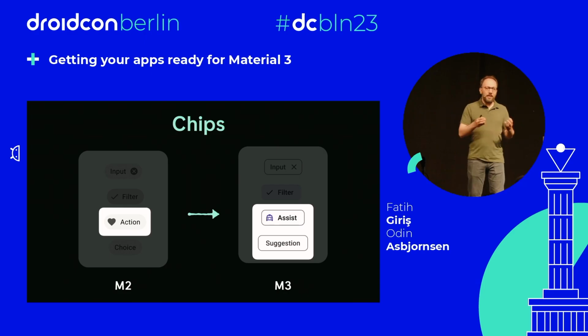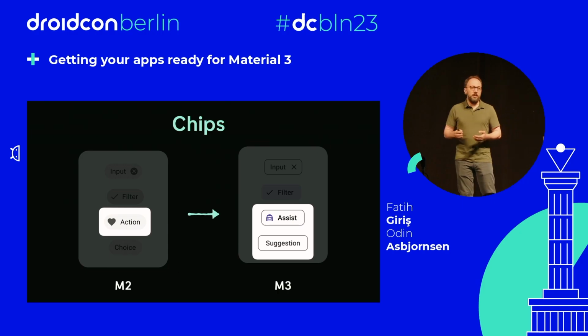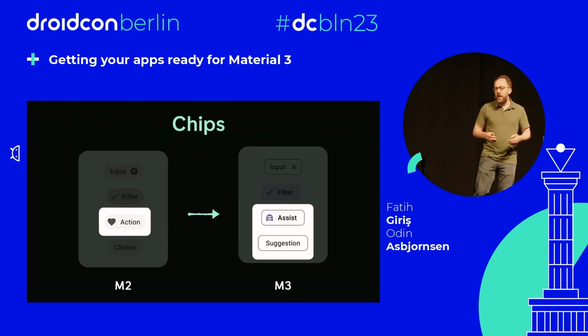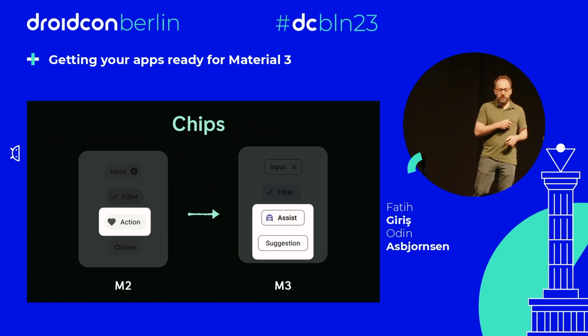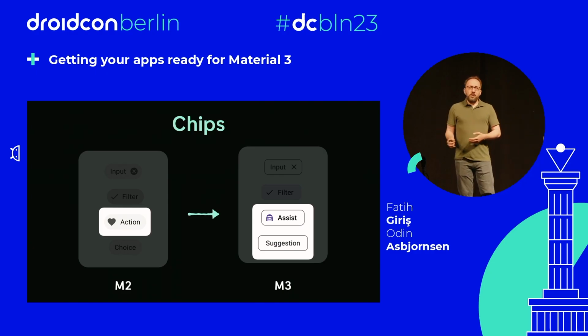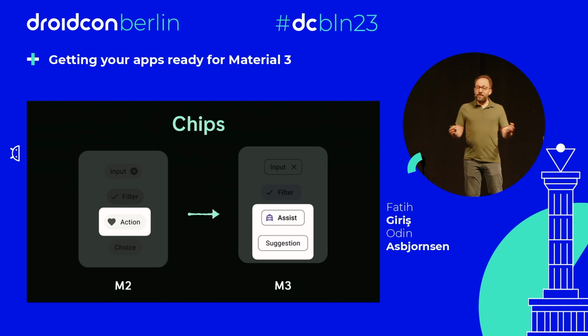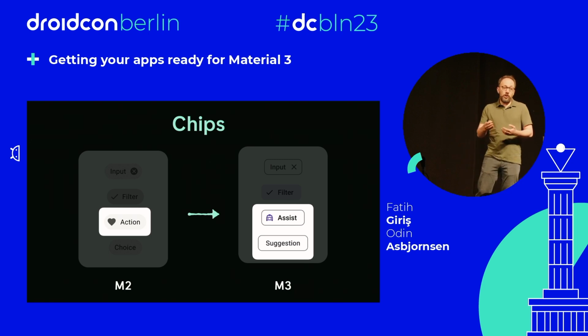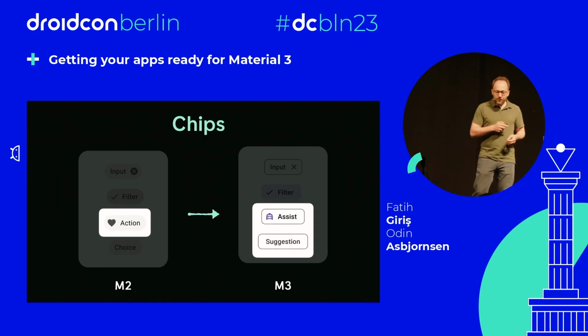The first one is the assist chip. Assist chips are chips that you can use for quick actions. For instance, set an alarm for 5:30 in the morning. Then you can have an assist chip there, and that's the quick action. And for the suggestion chips, as you can understand from the name, it's the suggestion. For instance, if you're in a chat app, that chat app can use suggestion chips to suggest some small text to you, and then you can just click it and send the message.